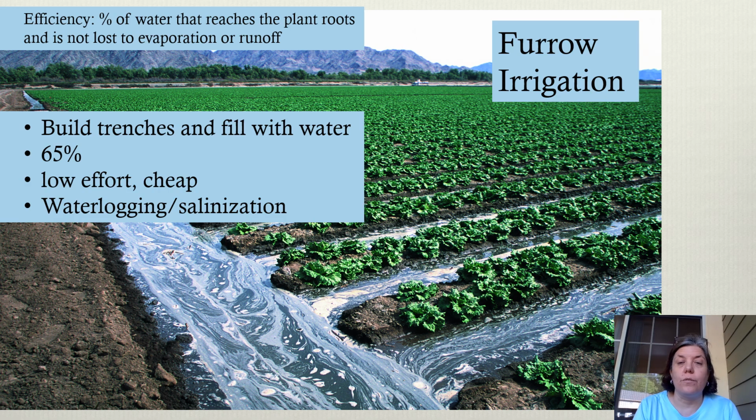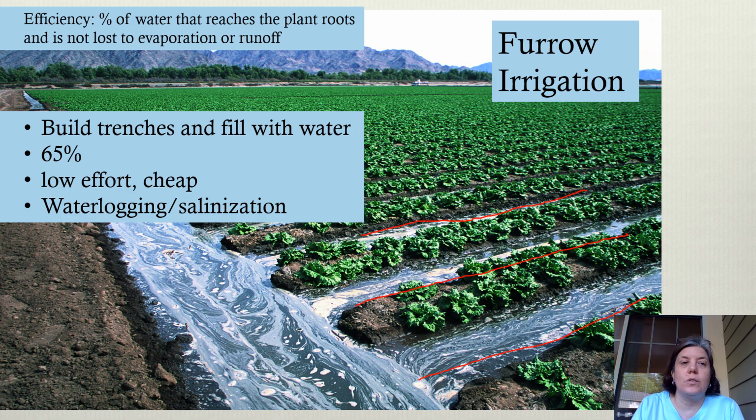The first type is called furrow irrigation, and what is a furrow? A furrow are these long trenches right here, and right here, and right here where you can see all this water going in. So what happens in furrow irrigation is you build these trenches, you fill them with water, and it doesn't have much effort involved. It's pretty cheap, so those are benefits. It is 65% efficient, and the drawbacks here is you can get waterlogged roots and you can get salinization.